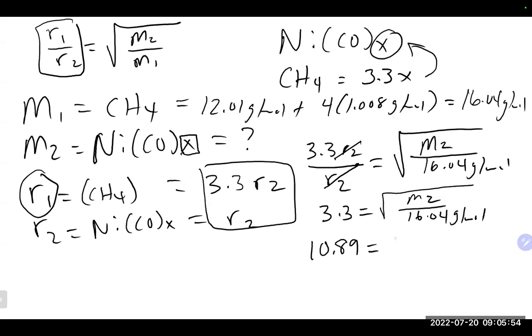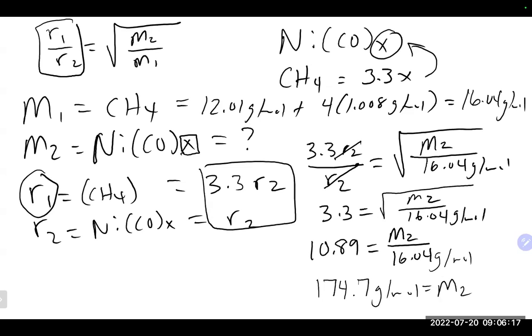When we square the right-hand side, we just get whatever's left in the square root, 16.04 grams per mole. We're going to multiply 16.04 to the other side. And what this gives us is approximately 174.7 grams per mole, which would be the molar mass of our nickel compound. First off, any questions on that calculation there?